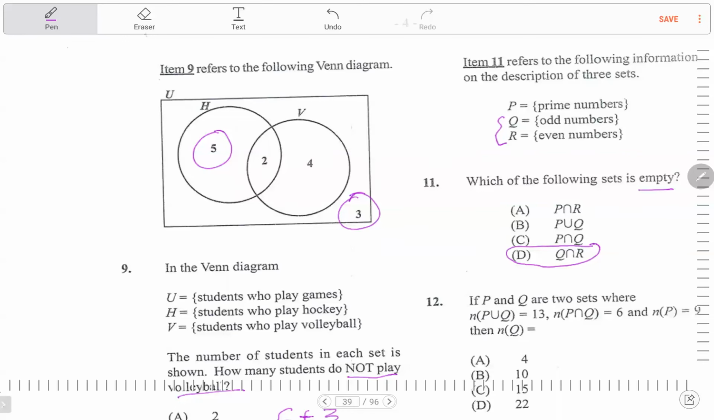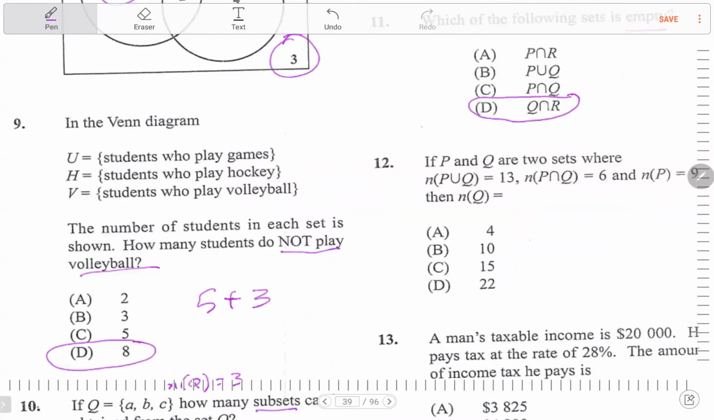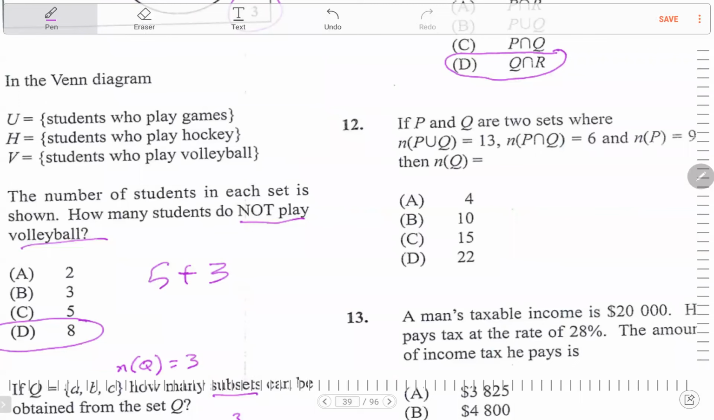All right. This question as well, similar to the one that we did earlier. All right. So P and Q are two sets where the number in the union is 13, the number in the intersection is 6, the number in P is 9, so find the number in Q.